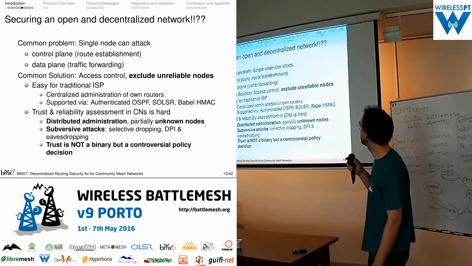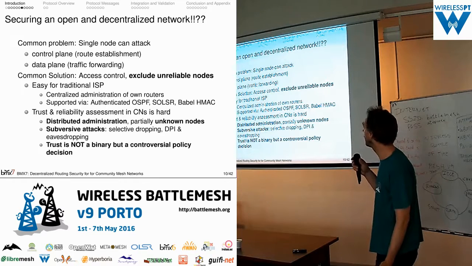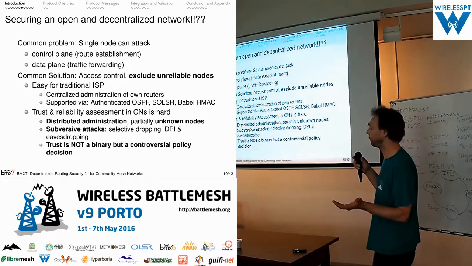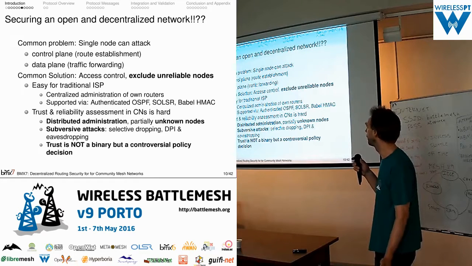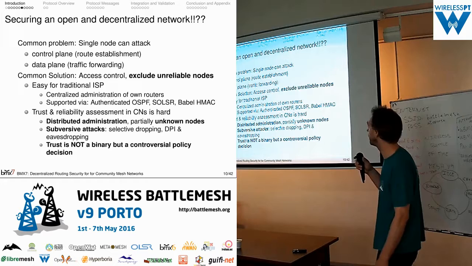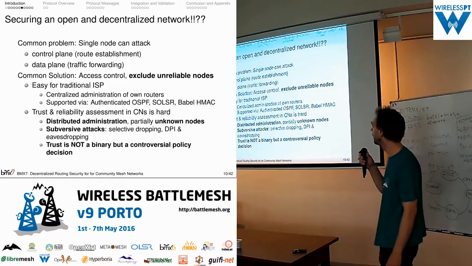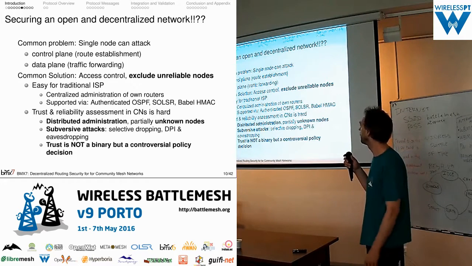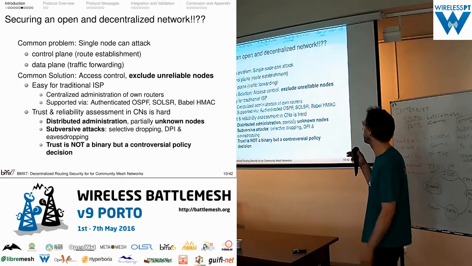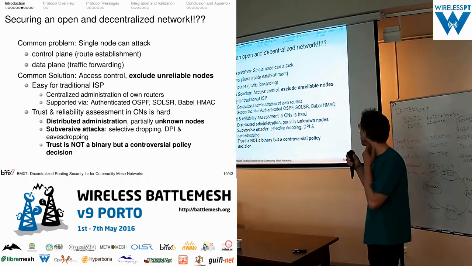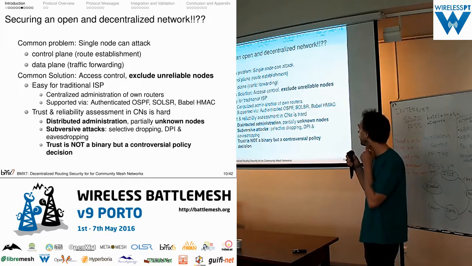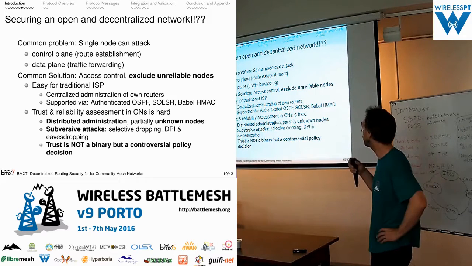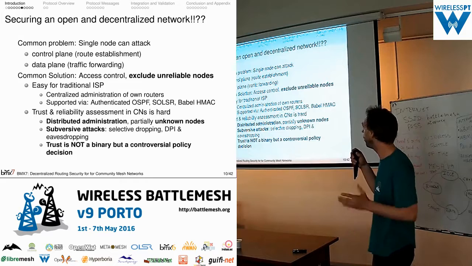So these are the common problems, and the common solutions, at least for ISPs, are that you just exclude all unreliable nodes. They have a centralized administration of their own routers, and these approaches are also supported by existing mesh routing protocols like Secure OLSR or Babel HMAC, and OSPF also has such features. But this is not what we want, because we want an open solution.